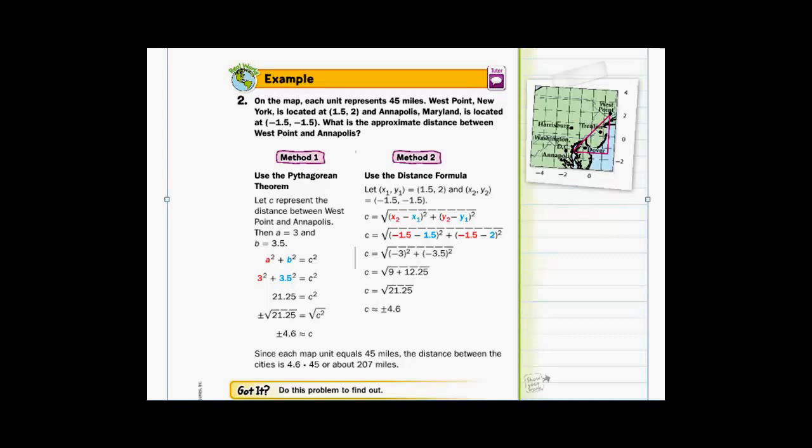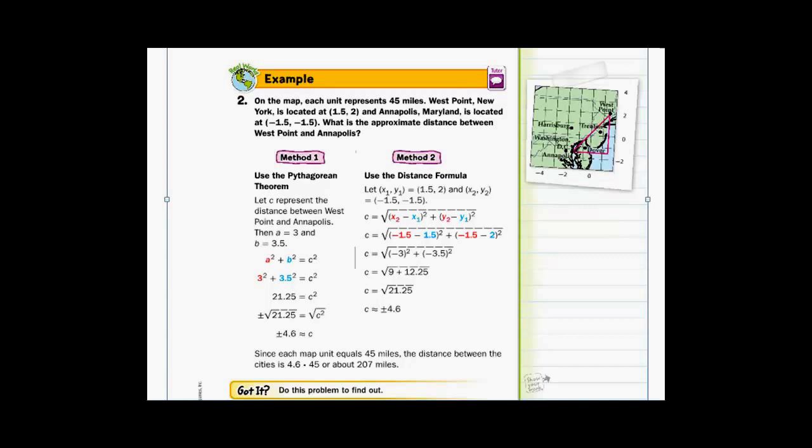They squared the legs, added them together, took the square root, and got approximately 4.6 miles. Or if you don't want to mess with the grid at all, these are your first x and y coordinates, second x and y coordinates. So x2 minus x1, plus y2 minus y1. Square them. You come out with 9 plus 12.25. Again, square root of 21.25, which is exactly what you did here, and got an answer of approximately 4.6 units.